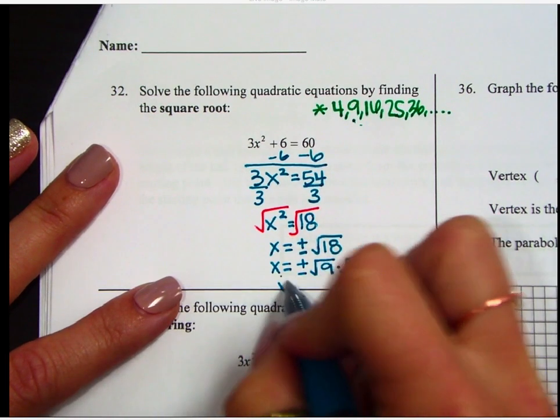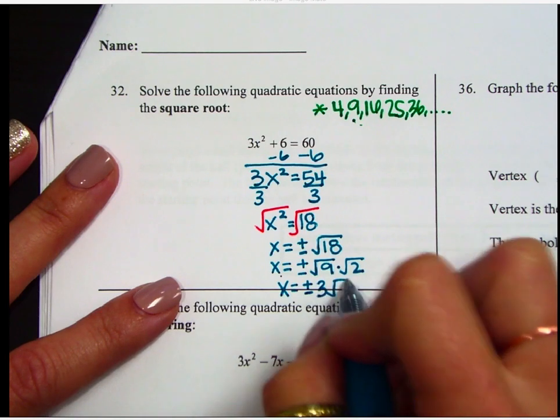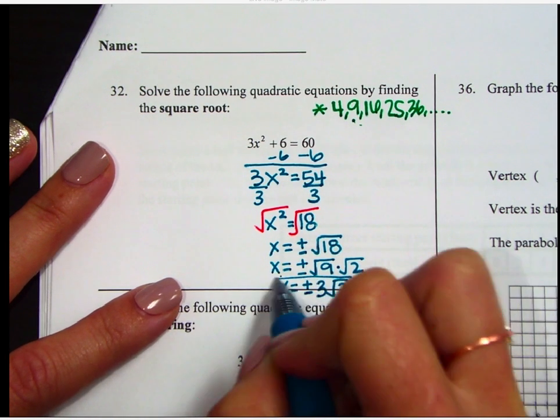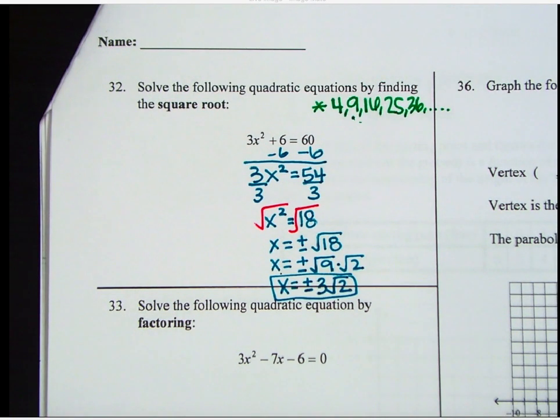We can do the square root of 9. The square root of 9 is 3. Square root of 2 can't be simplified, so you just leave it. And we have x is equal to plus or minus 3 square root 2.